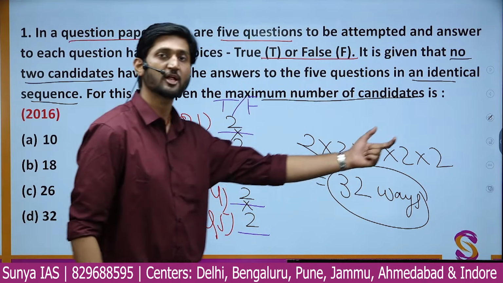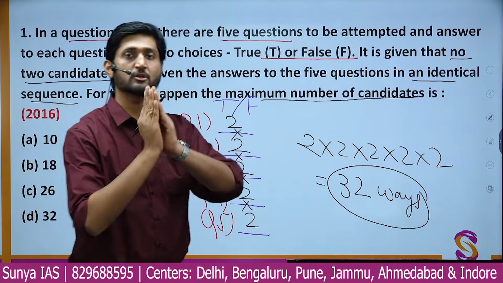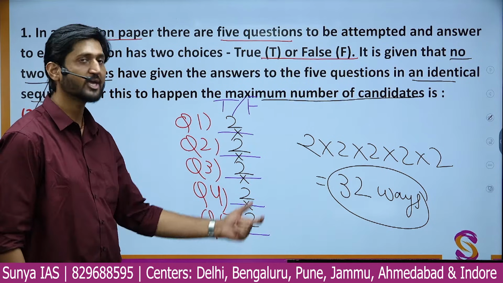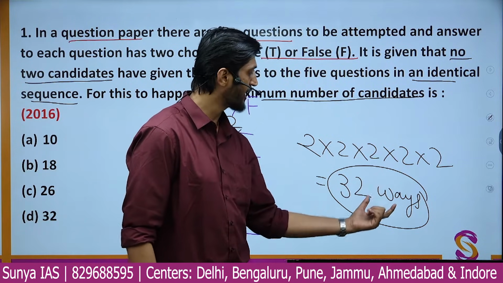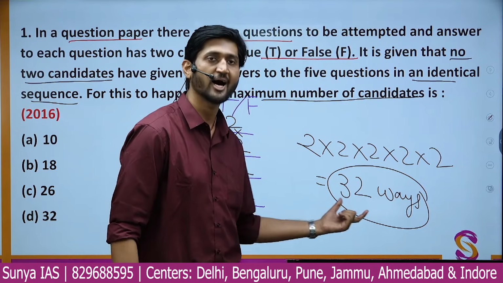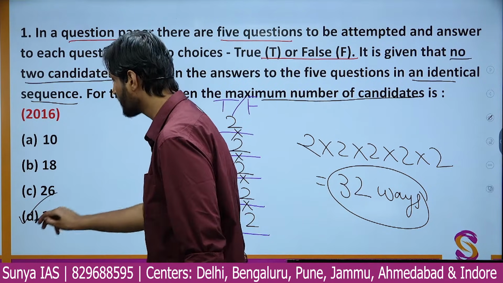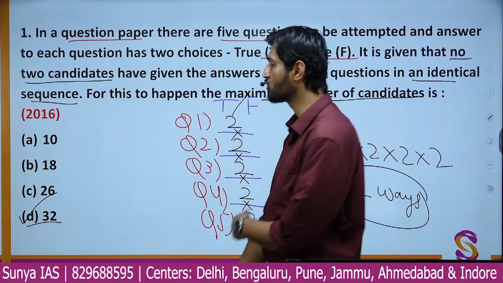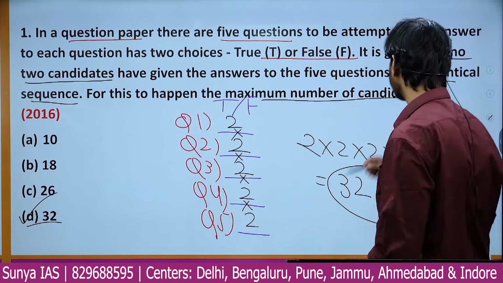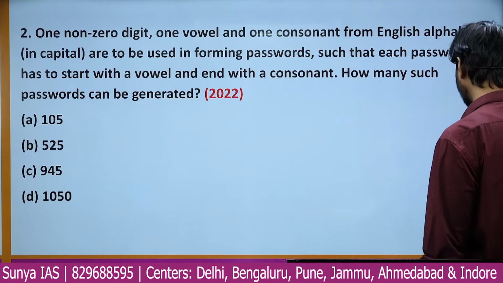32 sequences are possible, and if you want each student or each candidate to make a different sequence, the maximum number of candidates possible is 32. So we have option number D, which is 32 candidates as the total number of students. Okay. Moving on to the second question.